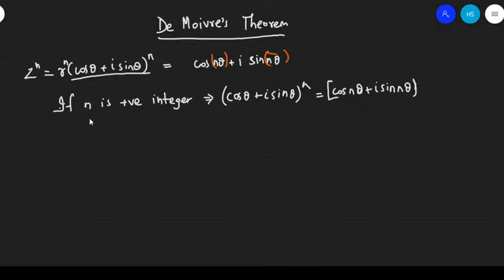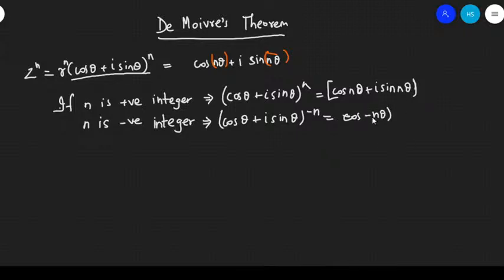If n is a negative integer, then (cos theta plus iota sin theta) raised to power minus n can be represented as cos minus n theta plus iota sin minus n theta, which can be written as cos n theta minus iota sin n theta.